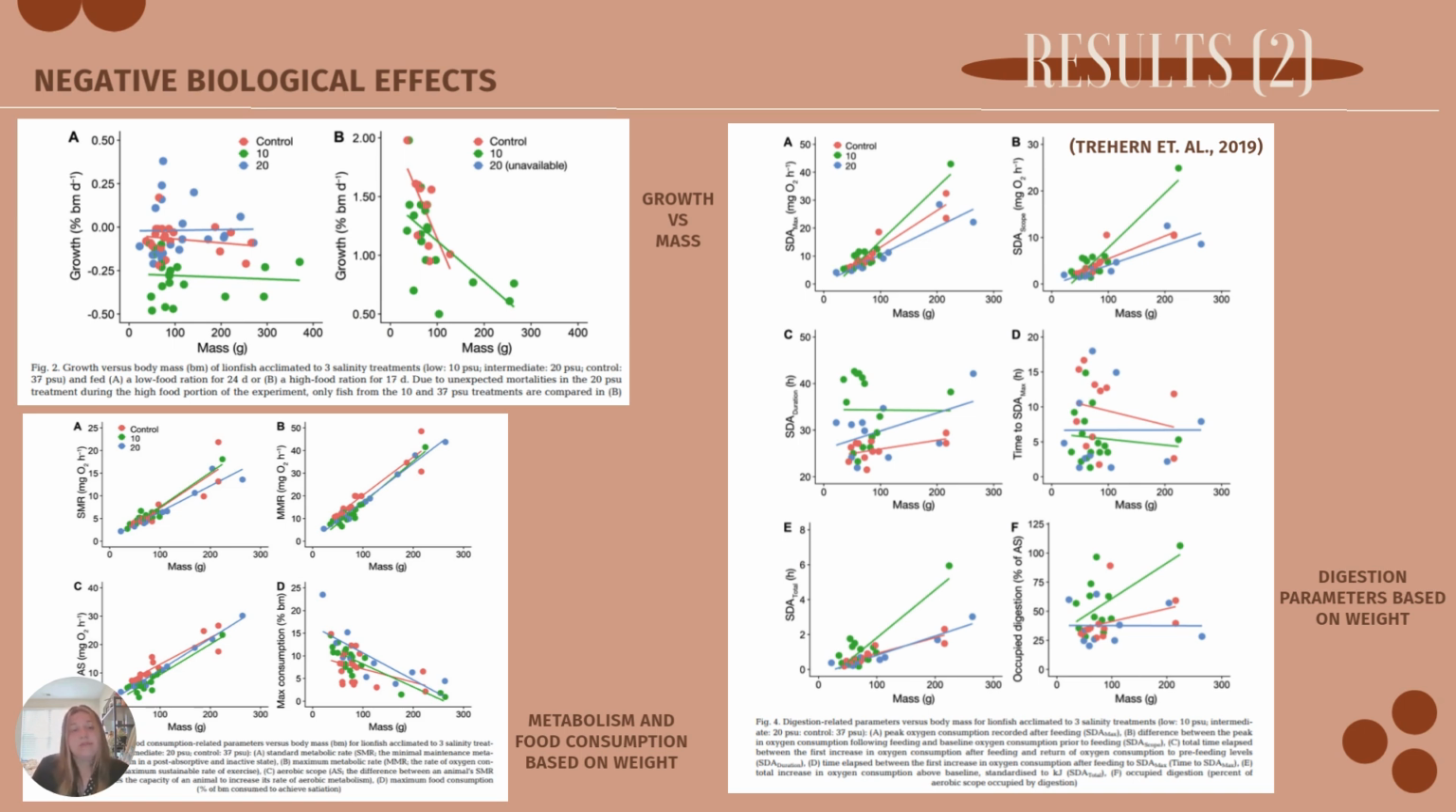Then this graph shows the negative biological effects that came from the salinity in lab treatments. The first section was growth versus mass based on salinity, and as you can see, we have a negative relationship. The bottom left graph shows metabolic rate and food consumption based on the lionfish's weight over time through the experiment, and the big graph on the right shows digestion parameters based on weight.